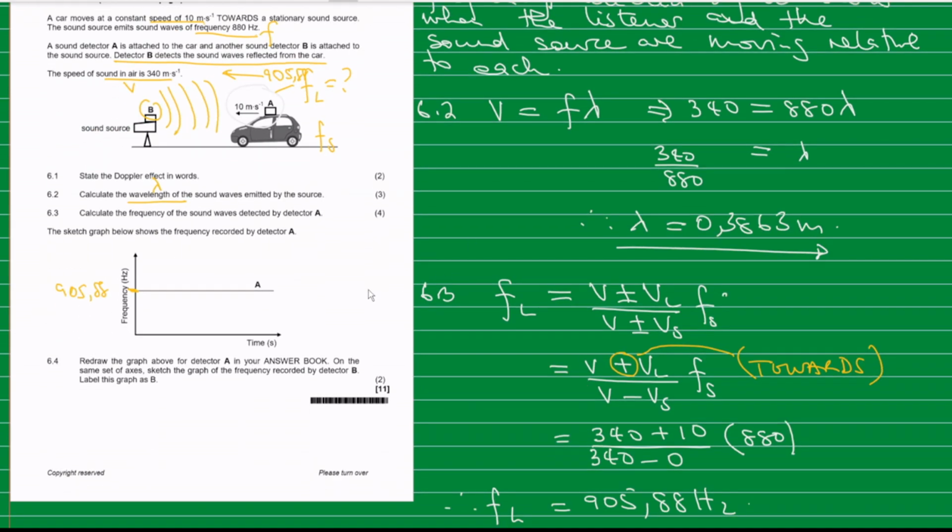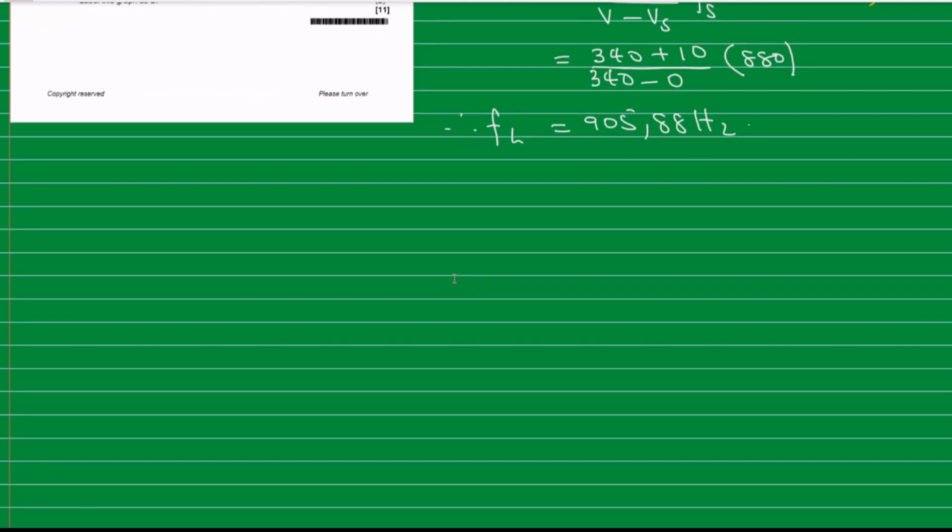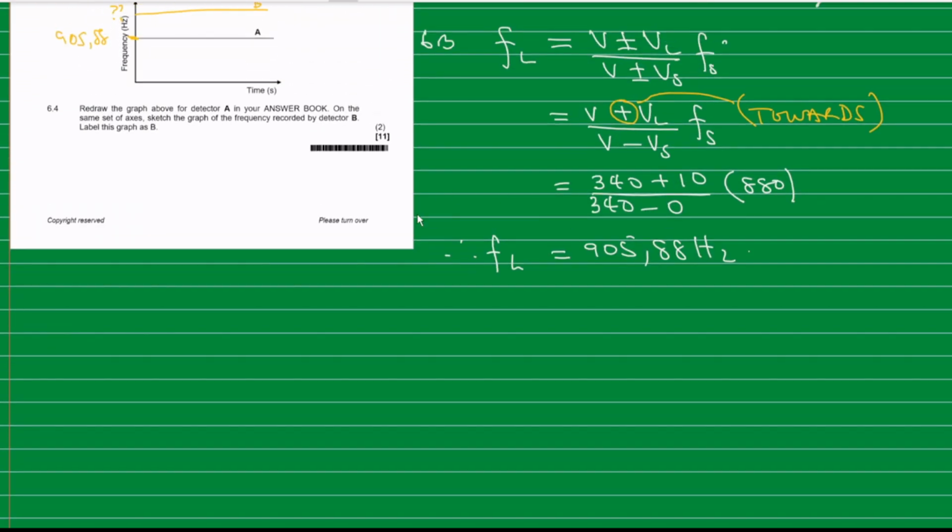So the frequency for B is going to be a little higher. Of course, we don't know that exactly; we could calculate it. It will be a little higher than the frequency of A because they are approaching each other. So coming to drawing that, the question requires us to draw the frequencies here.